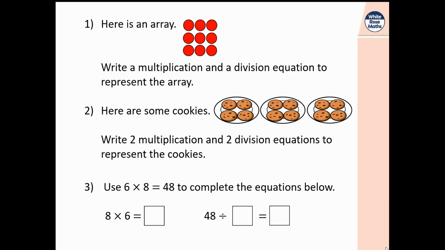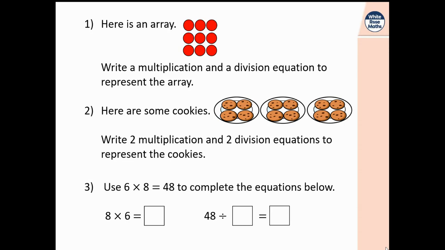Right, here is an array. So an array, if you remember, is dots that are arranged in a certain way. And you need to write a multiplication and a division equation to represent the array. So can you write a multiplication number sentence about that array? And can you write a division about this array? So think about how many rows there are and how many counters there are in each row.